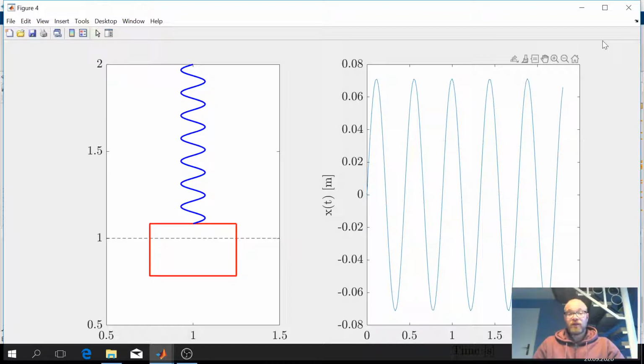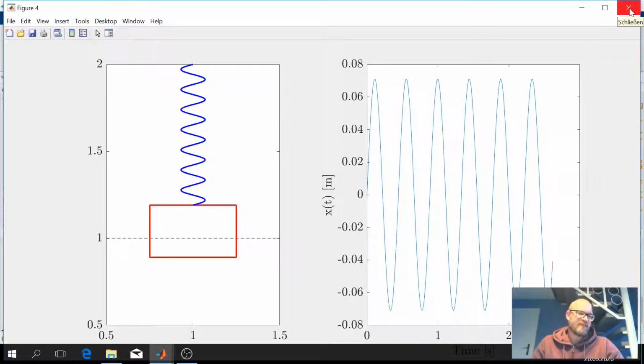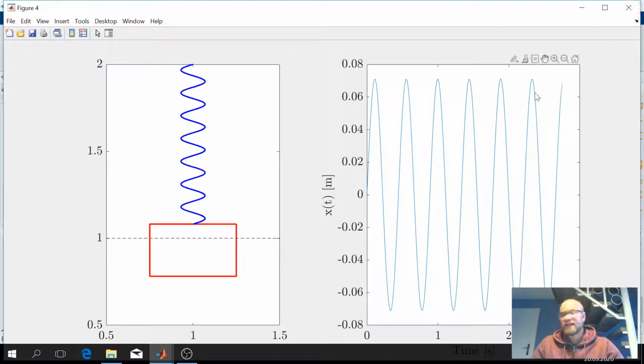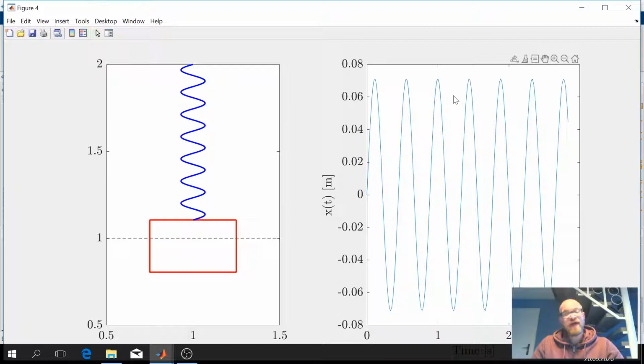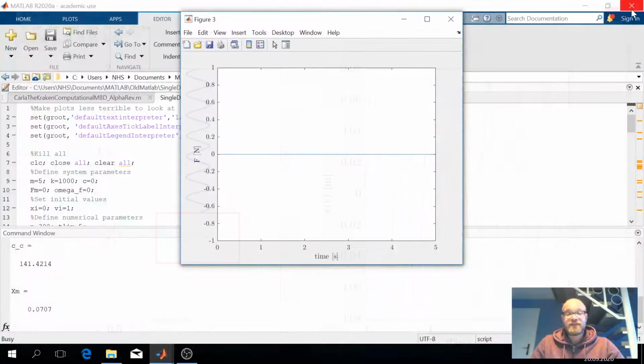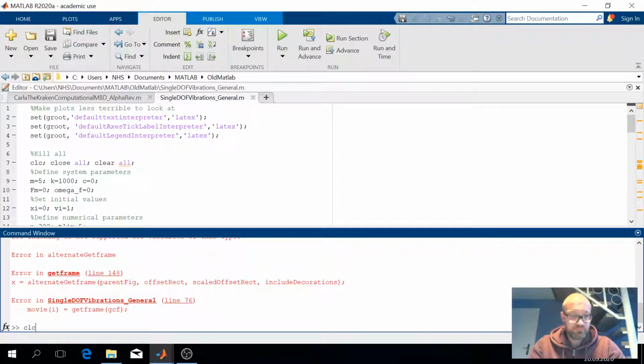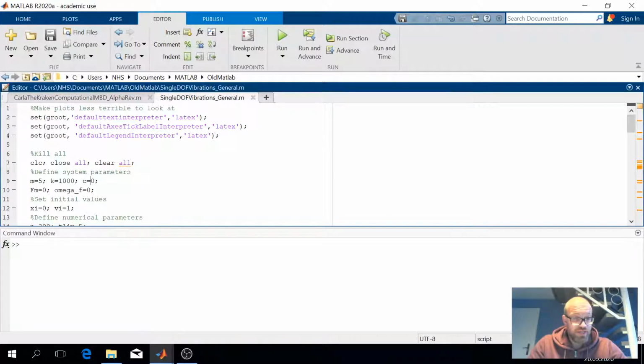Now, what would happen? This is not particularly physical, right? There's no system where the amplitudes would remain constant. Energy would always be dissipated. So, in order to improve this model, I could add a bit of damping. I will start out with 2 kilograms per second of viscous damping.